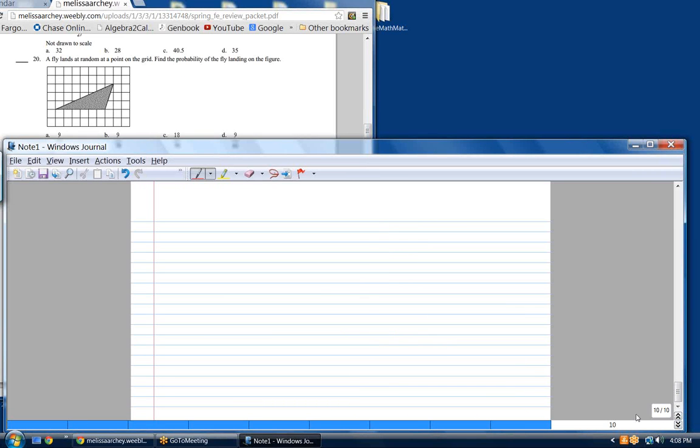A fly lands at random on a point on the grid. Find the probability of the fly landing on the figure. So conceptually, what are we going to do here? How are we going to find the probability of the fly landing on this gray area?